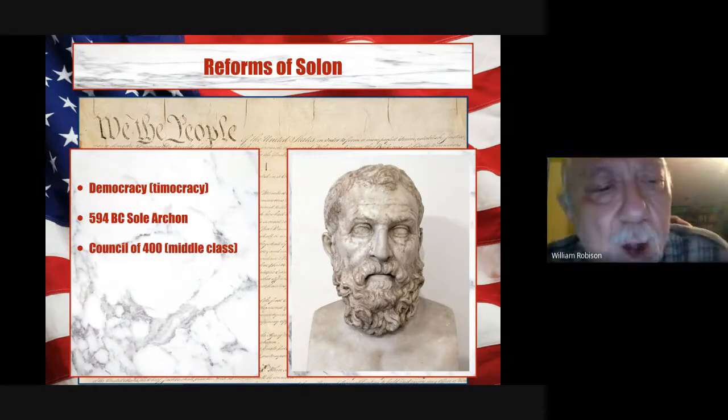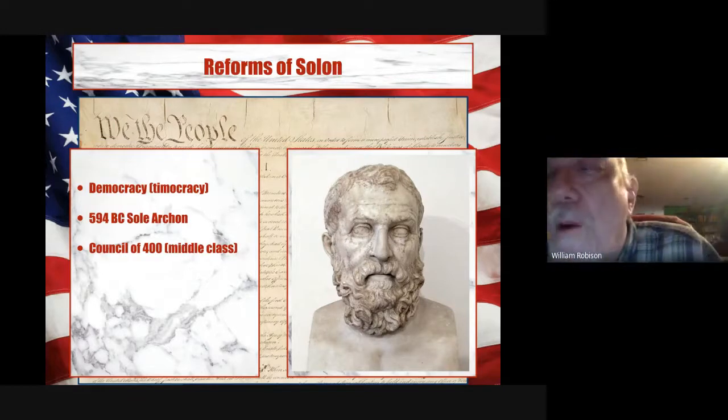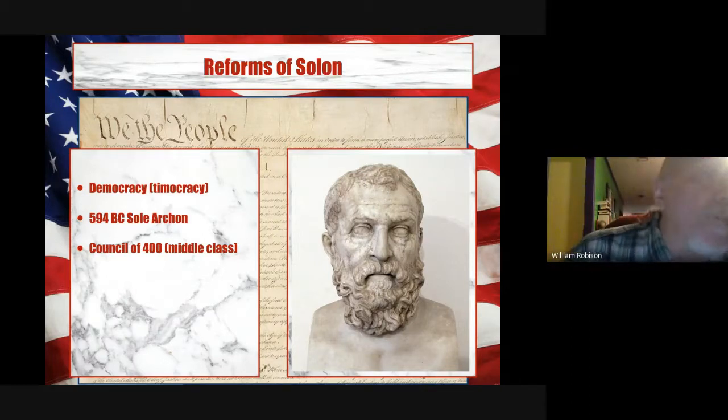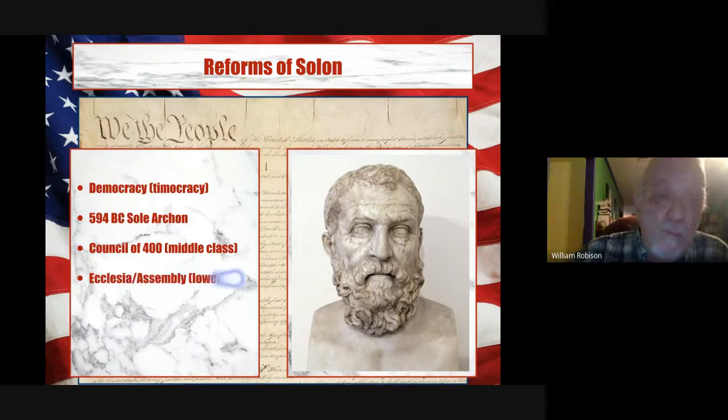He also created a new organ of government that looks a little bit like a Congress, a council of 400. You can probably guess why it's called that. It included representatives of the middle class, people who had money, but who up until this point hadn't had a lot of political authority to go along with it.